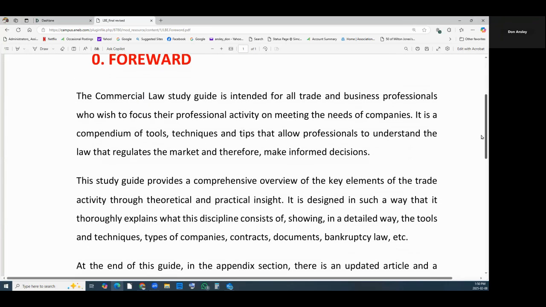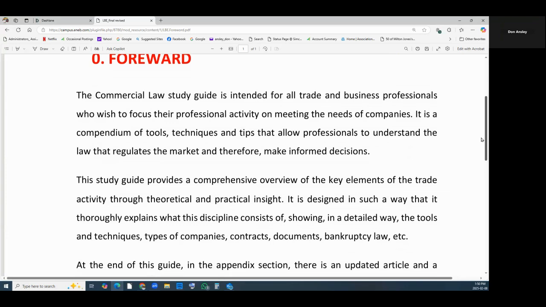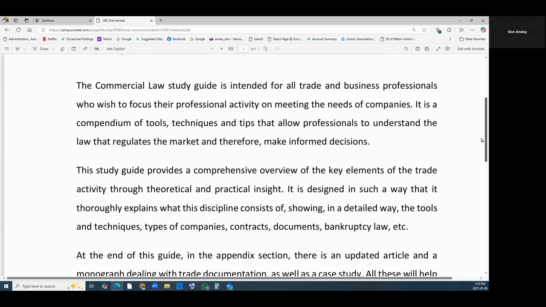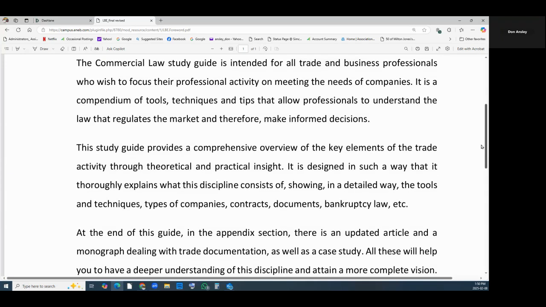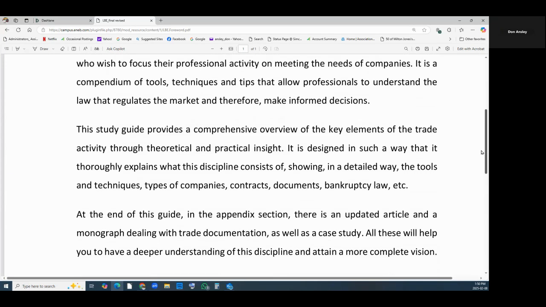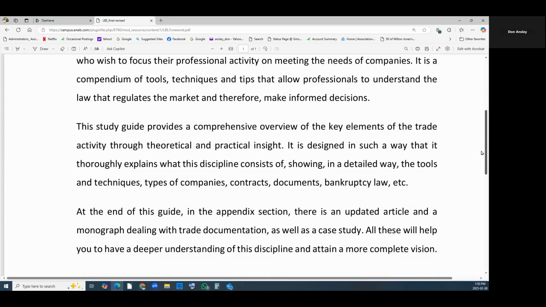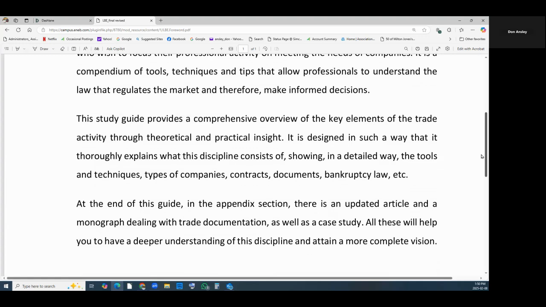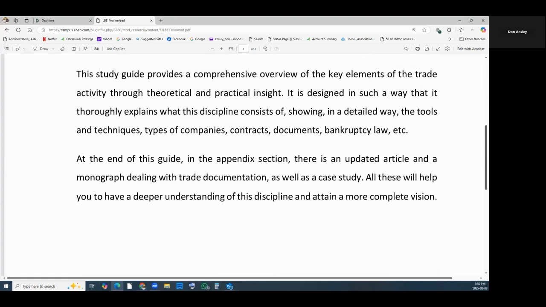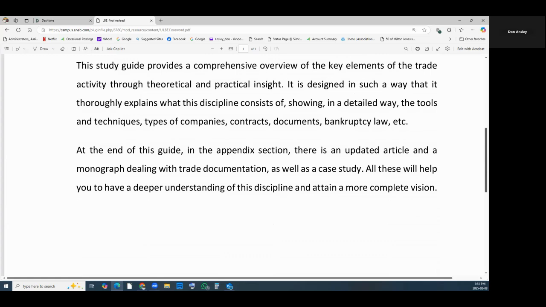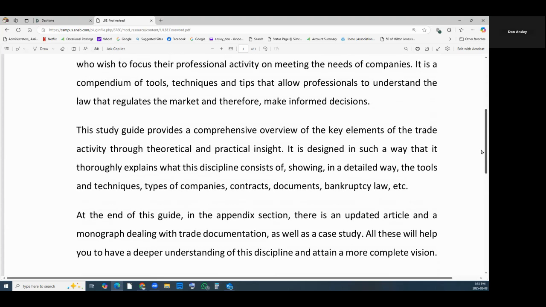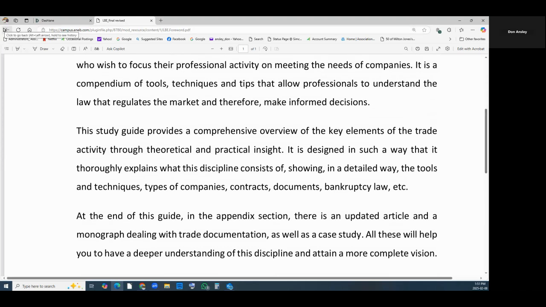The study guide provides a comprehensive overview of the key elements of the trade activities through theoretical and practical insights. It is designed in such a way that it thoroughly explains what this discipline consists of, showing in a detailed way the tools and techniques, types of companies, contracts, documents, bankruptcy law, etc. And at the end of this guide, in the appendix section, there is an updated article and a monograph dealing with trade documentation as well as the case study. All these will help you to have a deeper understanding of the discipline and to attain a more complete vision.